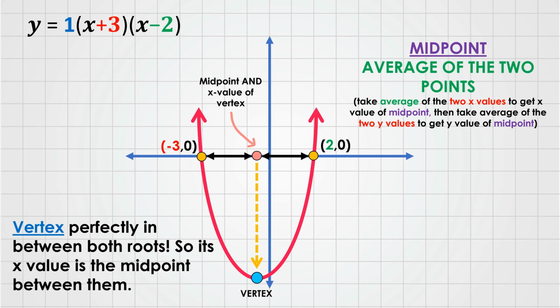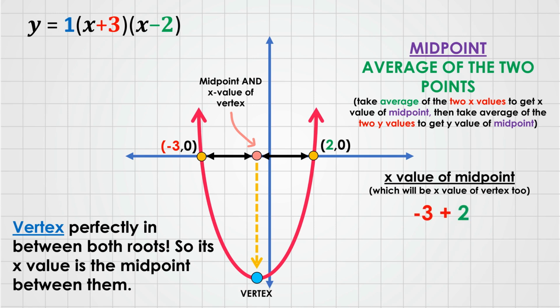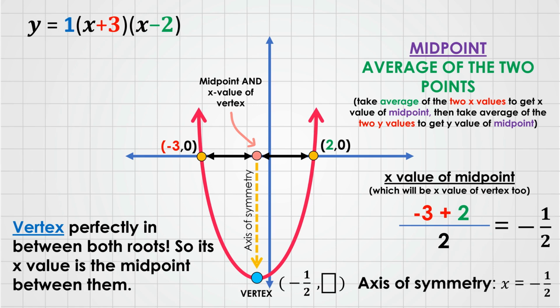So in this case, since our roots are at -3 and +2, we simply add these two numbers up. This gives us -1. We then divide by 2 since we're taking the average of two numbers to find the midpoint. This gives us -1/2. So the x value of the vertex is -1/2.